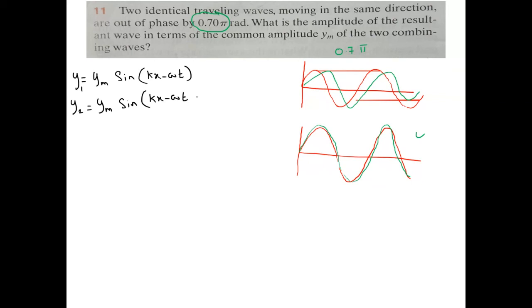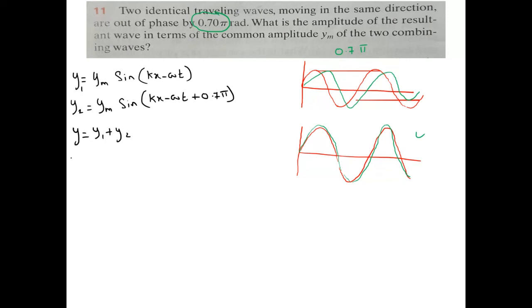How much phase difference is it tilted? It is tilted with a phase difference of 0.7 pi. Clear? So the first equation is for the red color, the second equation is for the green color. Clear? Okay, now I am going to find the resultant wave. What is the resultant by mixing these two waves? So what is the resultant wave, my dear? My resultant wave y is equal to y1 plus y2. Am I right? Yes.